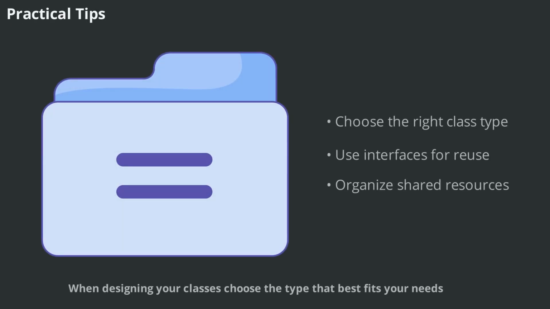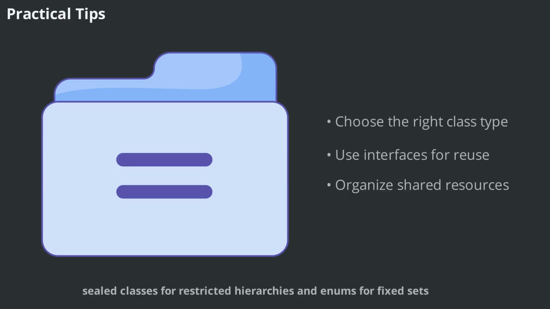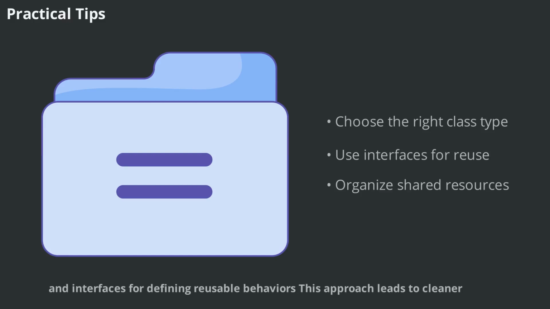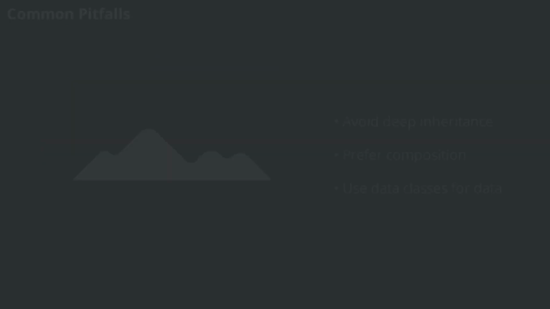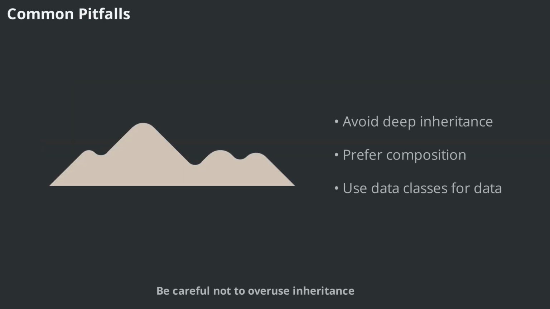In designing your classes, choose the type that best fits your needs. Use data classes for simple data holders, sealed classes for restricted hierarchies, and enums for fixed sets. Leverage object and companion objects for shared resources, and interfaces for defining reusable behaviors. This approach leads to cleaner, more maintainable code. Be careful not to overuse inheritance or create overly complex class hierarchies. Stick to composition and interfaces where possible. Also, remember that data classes are not meant for classes with significant behavior. Use them only for holding data. These best practices help you avoid common mistakes and keep your codebase healthy.